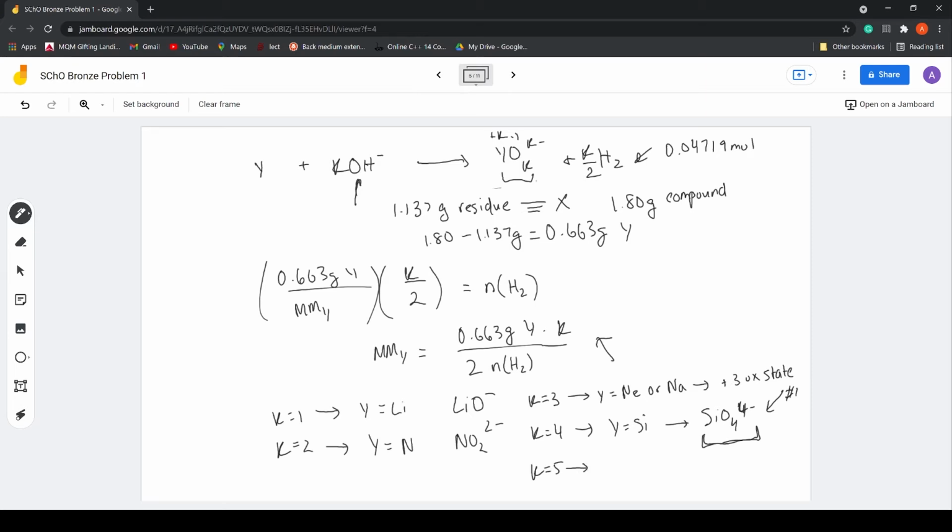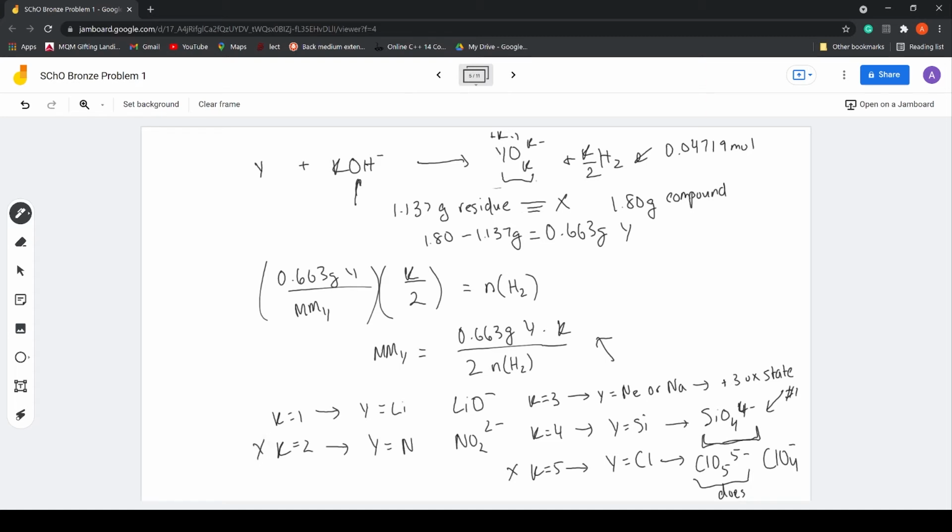If we do K equals 5, we get Y equals chlorine. And if we look at the anion that would form, that means we form ClO5 5-. This is just too high, this basically doesn't exist, or it's really rare. It doesn't make much sense as an ionic compound. We might have seen chlorate or perchlorate before, ClO4-, ClO3-, but we never really see ClO5 5-. It's a little bit out there. So this is not a good option.